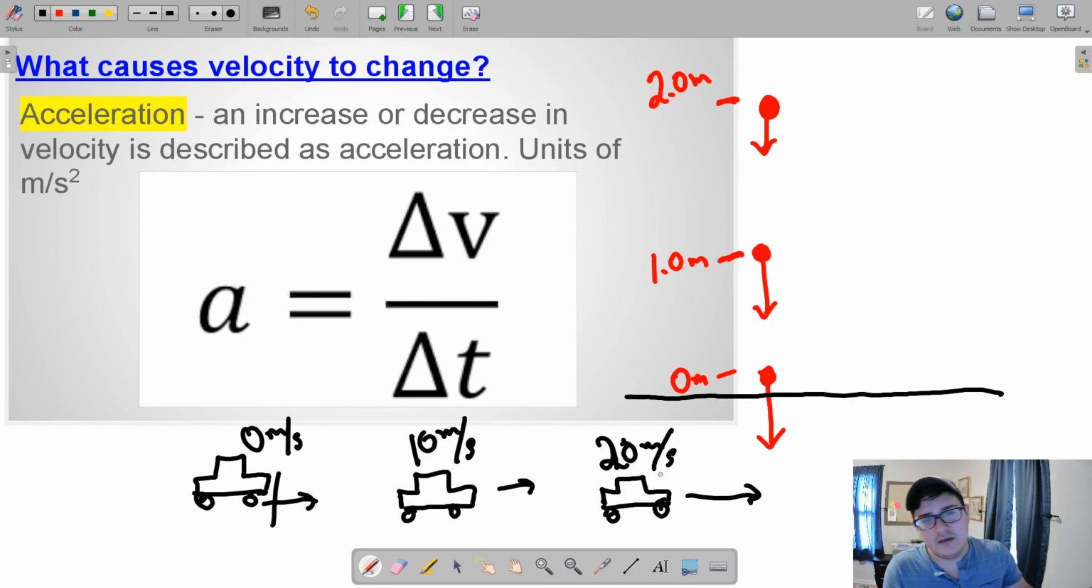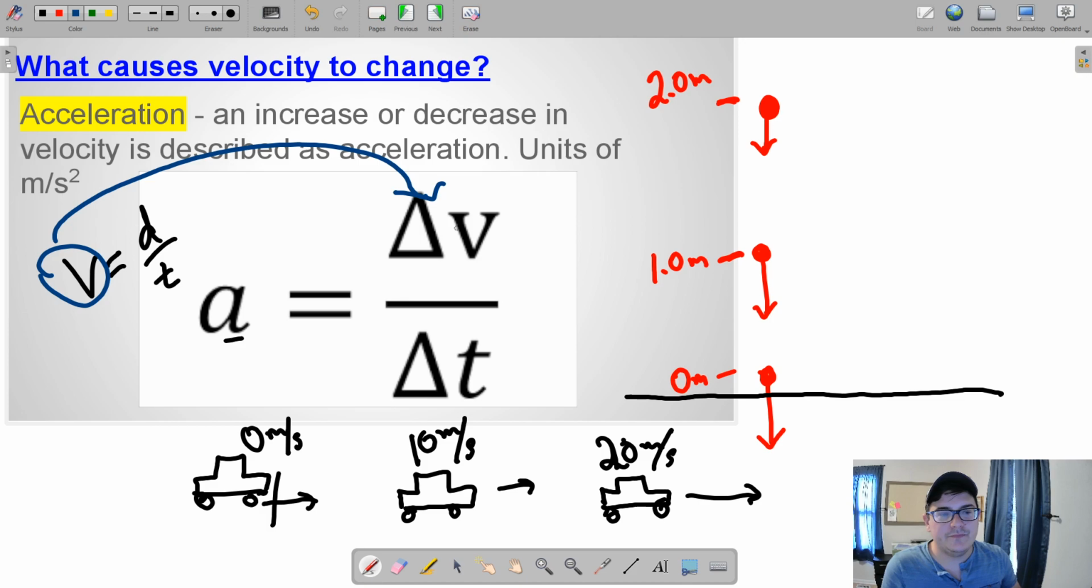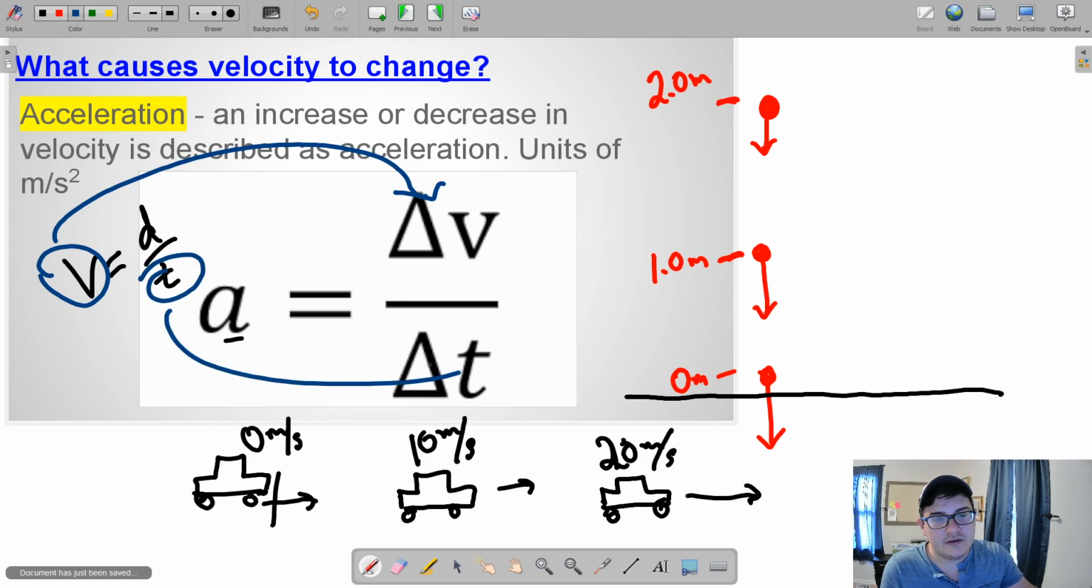But how do we calculate it? Well, very similar to velocity being displacement over time, acceleration is just the change in velocity over time. And so if you start to think about what this means for this class, we can start to use these variables. We see some variables are in both of our equations. We've got velocity here and velocity here. We have time here, we have time here. And so we're going to start playing with these variables and see how they interact with each other. Okay, so acceleration, increase or decrease in velocity.